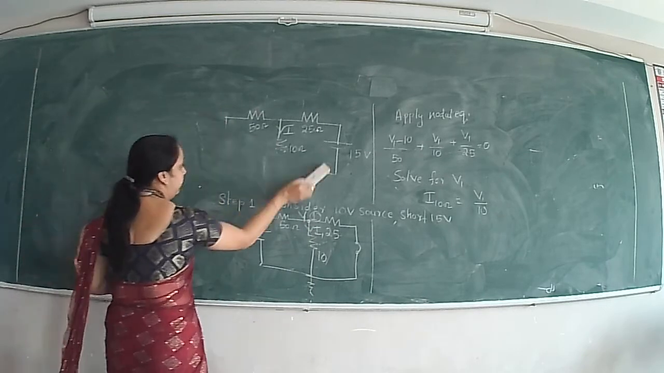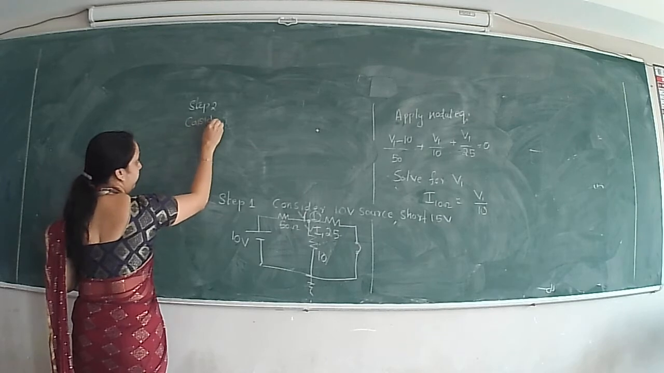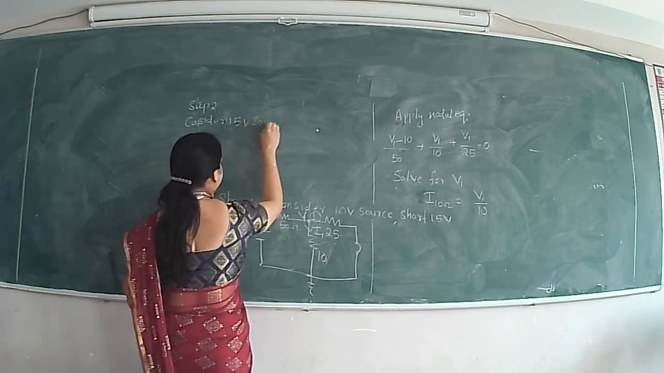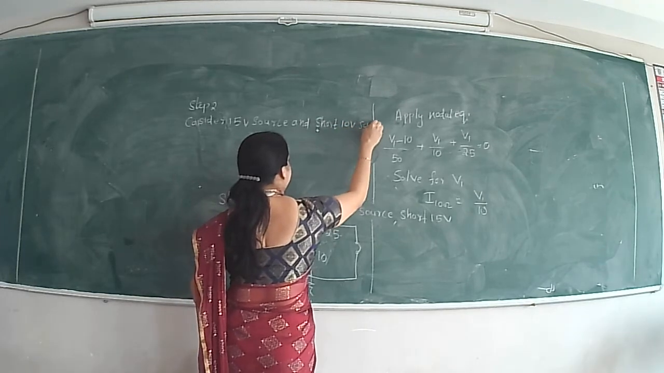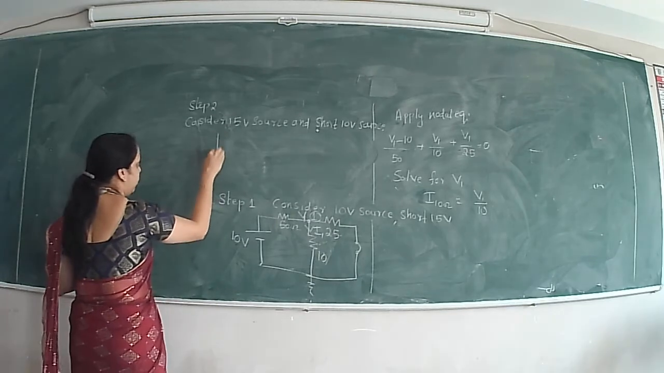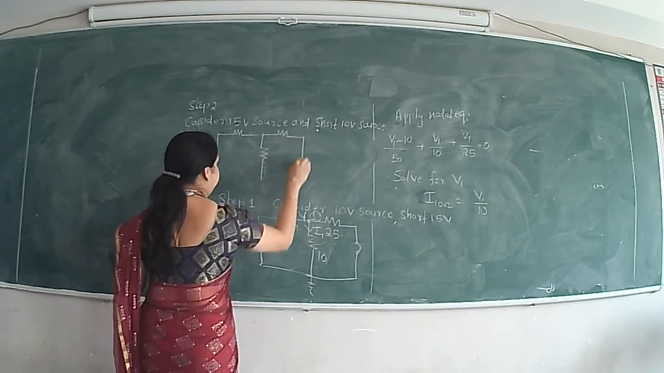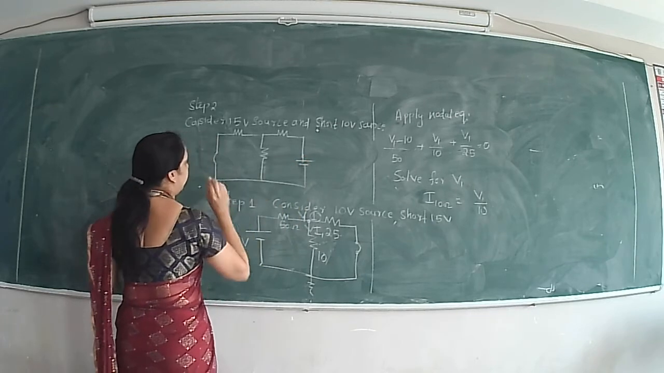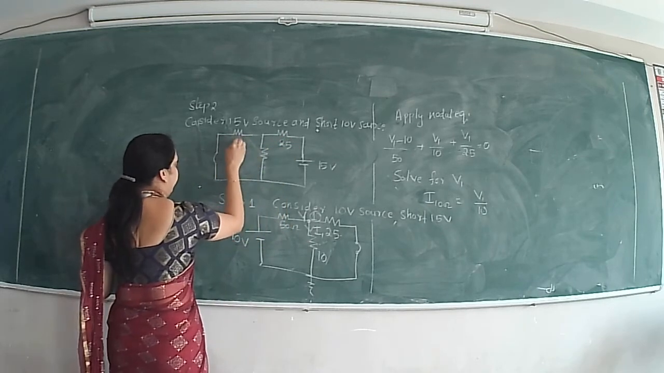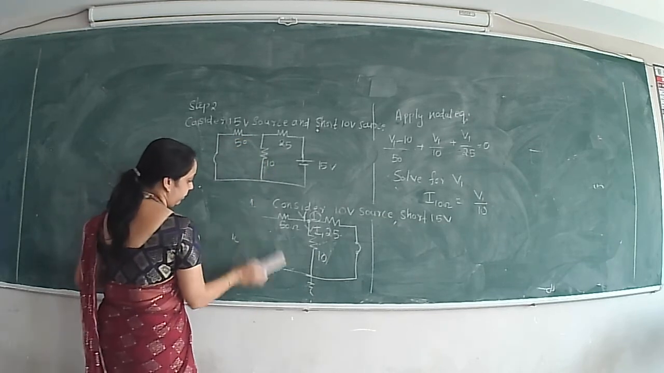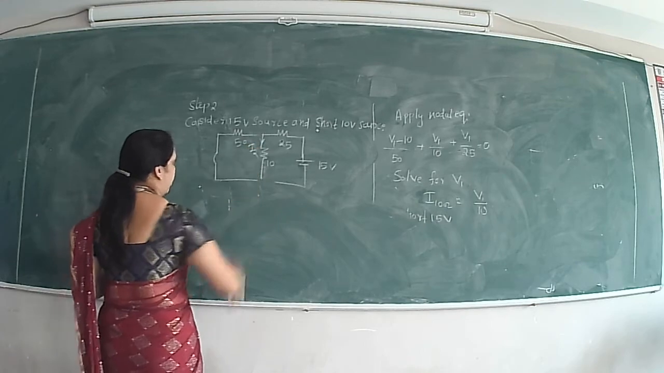Then in step 2, consider the 15 volt source and short the 10 volt source. So we are shorting the 10 volt source and considering the 15 volt source. So this is 15, this is 25, this is 50, and this will be 10. And the same way, we have to find the current passing through the 10 ohm resistor.